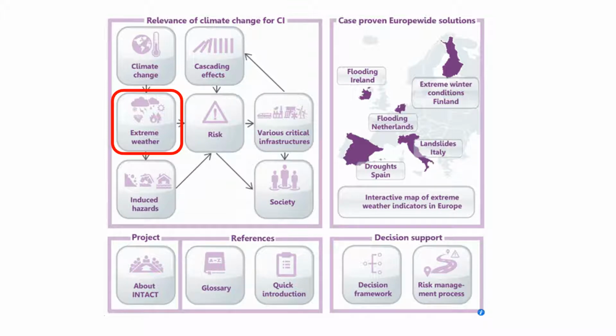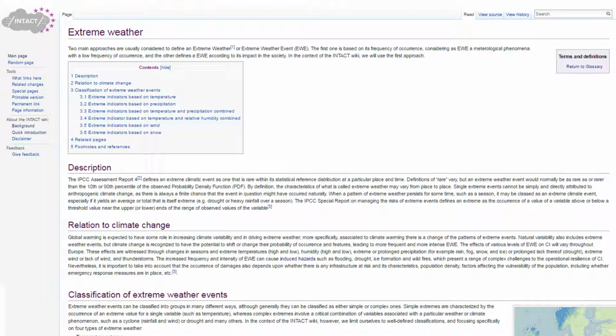The Extreme Weather page provides a description of extreme weather and details its relationship with climate change. It also provides a classification of extreme weather events based on 4 types of weather extremes. These are temperature, precipitation, wind, snow, and combinations of the aforementioned.